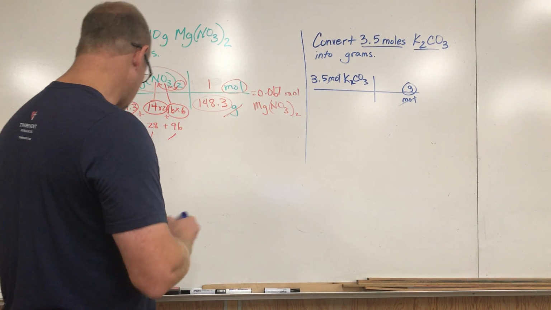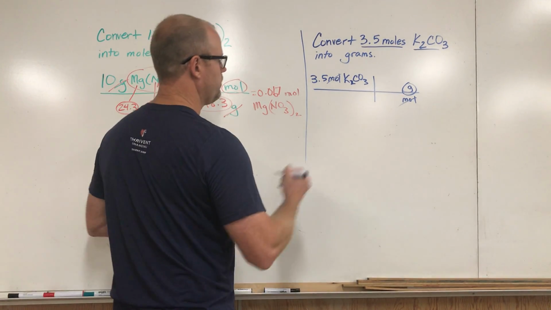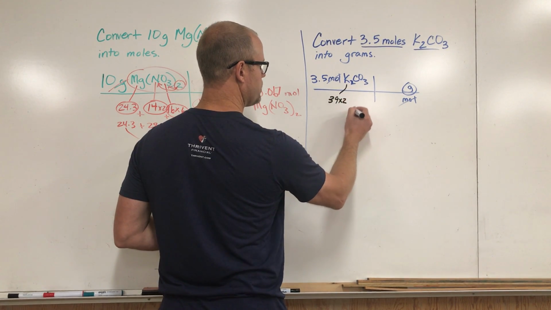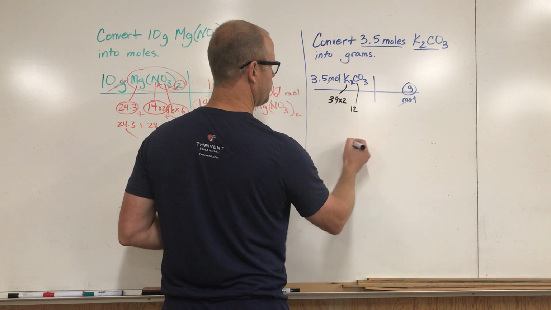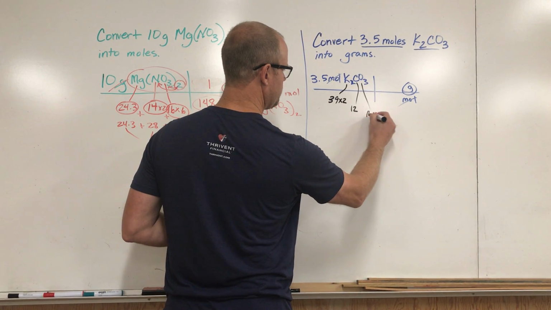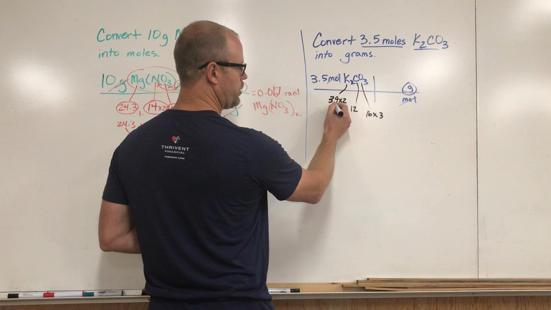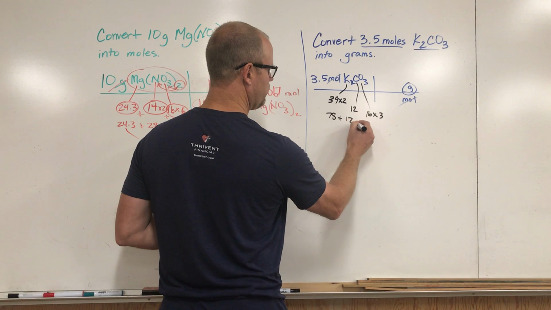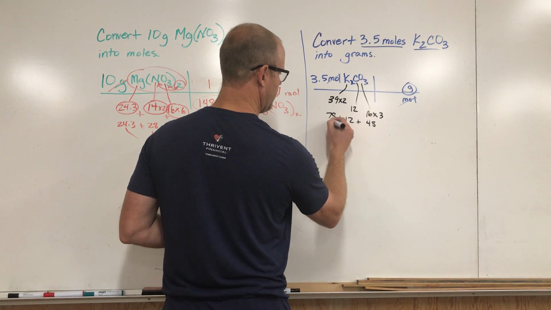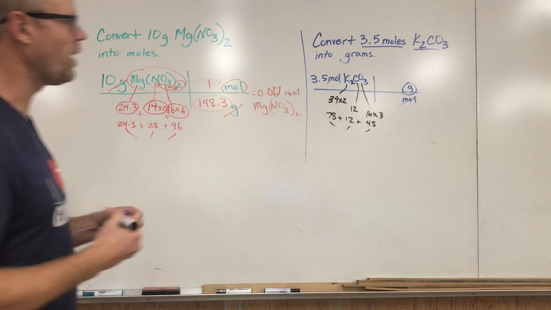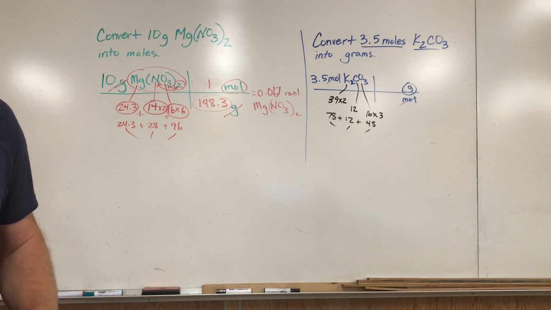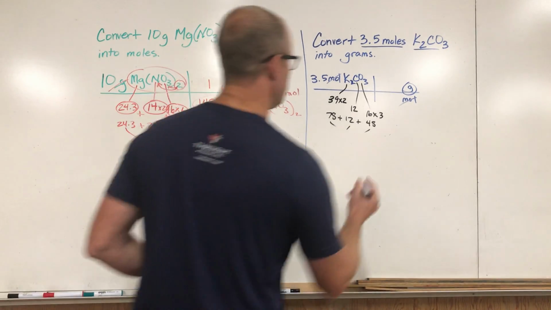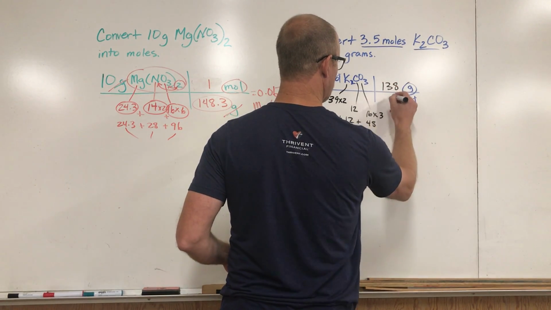Now I have to look at the periodic table again. Okay, let's take a look at that. Potassium weighs 39 grams per mole, but there's 2 of those. Carbon weighs 12 grams. Oxygen weighs 16, but there's 3 of them. So that's really 39 times 2, that's 78, plus 12, plus 48. I got to add all those up to get the total weight, the total molar mass of potassium carbonate. So potassium carbonate weighs 138 grams. So that's 138 grams for every 1 mole.